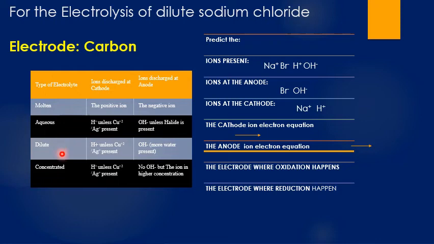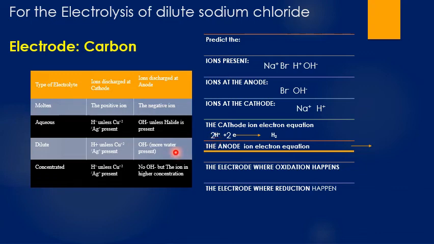So dilute, we have H plus, unless copper or silver is present, and we don't have those, so we know it's H plus. So H plus plus e gives you H2. Now, what is wrong here? We have 2 hydrogens on the right, but we only have 1 hydrogen on the left. So we need to balance the equation. We put the 2 in front of hydrogen and the 2 in front of the electrons.